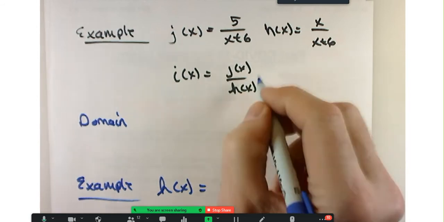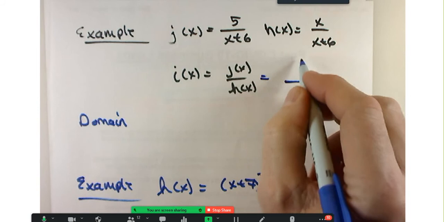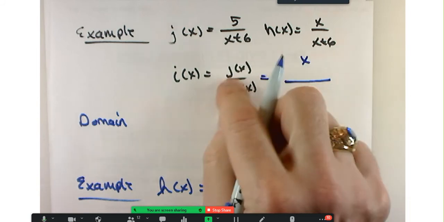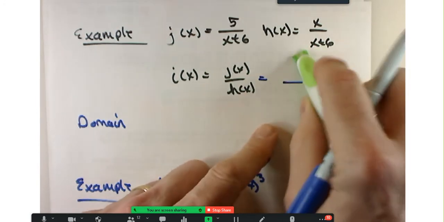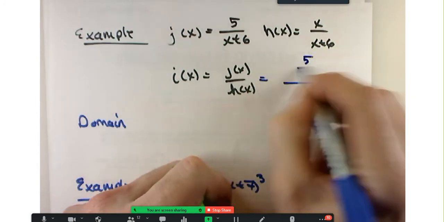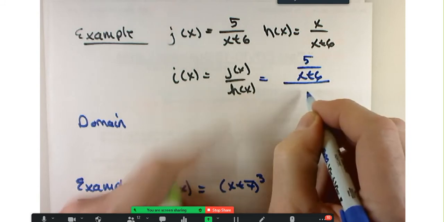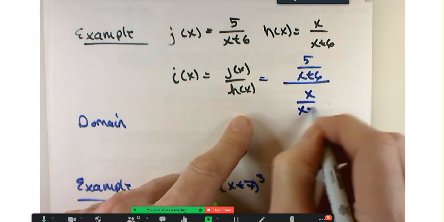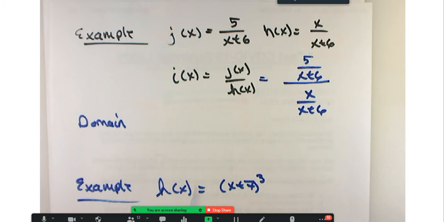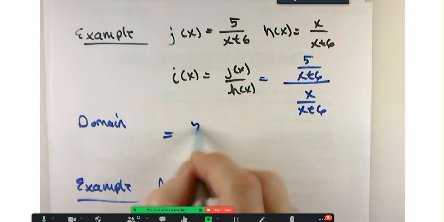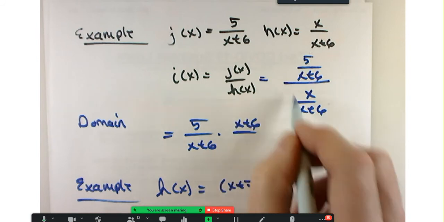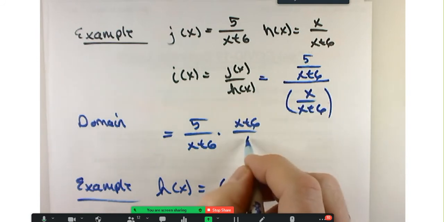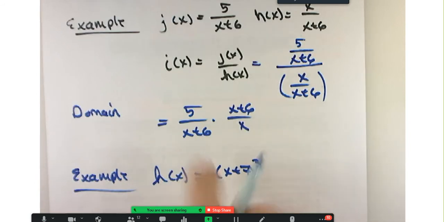Now, initially, you can look at this and say, okay, well, that's j of x, I'm sorry, that should be a 5 here. Should be 5 over x plus 6 over x divided by x plus 6. And it's true that this does simplify. If you're dividing by a fraction, that's the same thing as multiplying by the reciprocal of the denominator. So I can multiply by x plus 6 over x. It's true that these two functions cancel each other out.